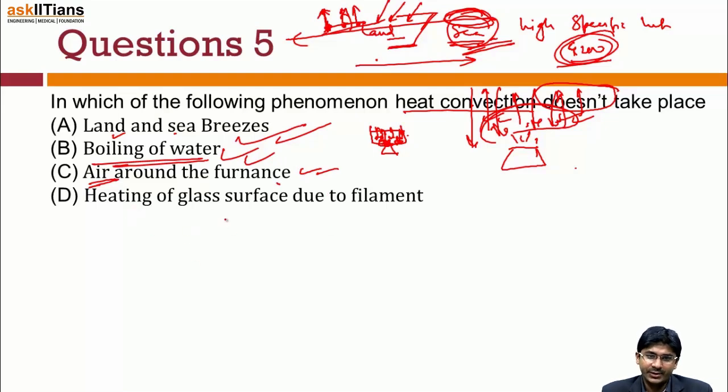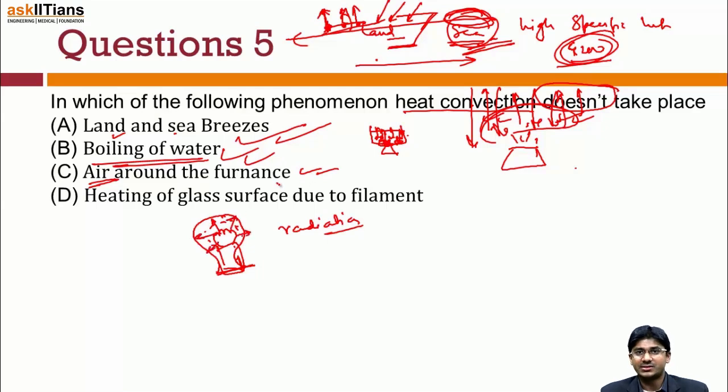Heating of glass surface due to filament. Obviously this should be the correct option because we have eliminated all the three. Let's see what is happening here. You may have observed that as soon as you connect a bulb, it suddenly gets heated up. Now since it is filled with an inert gas, there is very little chance of conduction. So this heating is actually happening through a different process called radiation. The radiation emitted from here reaches this surface and heats it up. That is responsible for this rise in temperature. So this is the process where convection is not taking place, rather it is radiation.